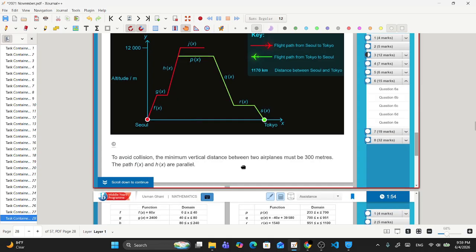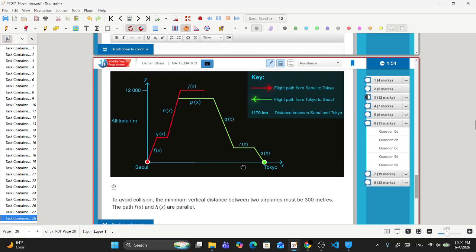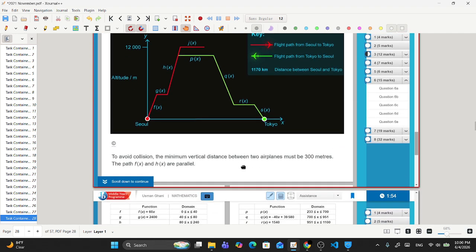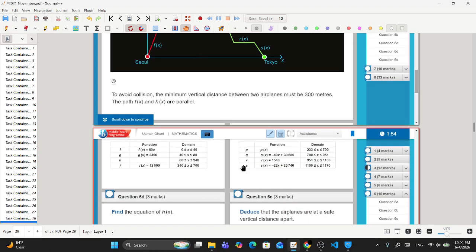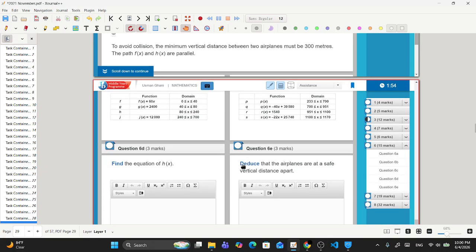To avoid collision, the minimum vertical distance between two airplanes must be 300. We read this at the start of the question. The paths f of x and h of x are parallel. Okay. Which means that the gradient of f of x and h of x should be equal to each other, right? Find the equation of h of x.